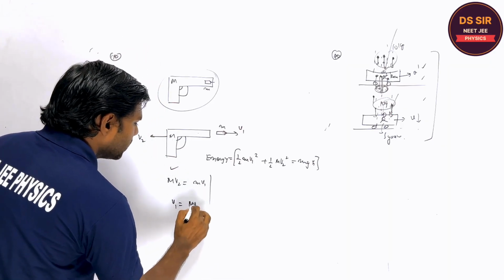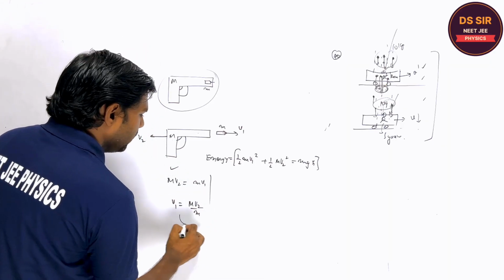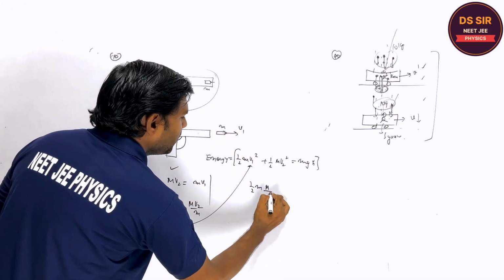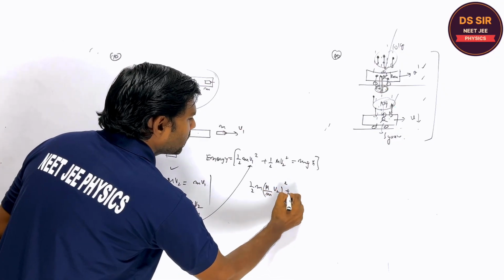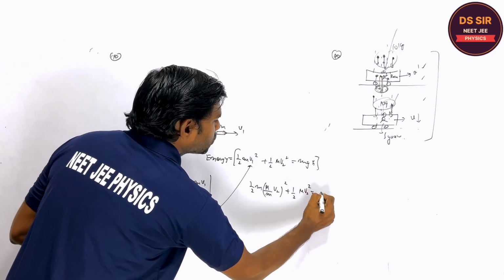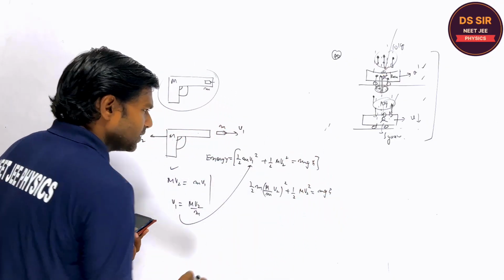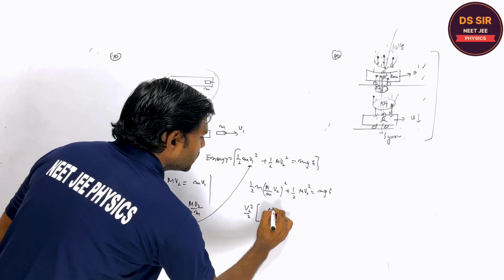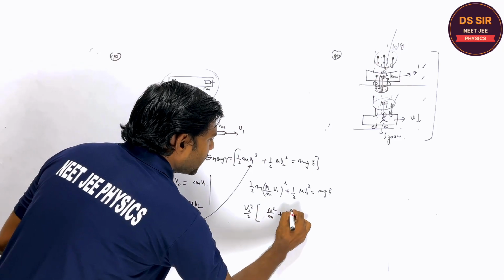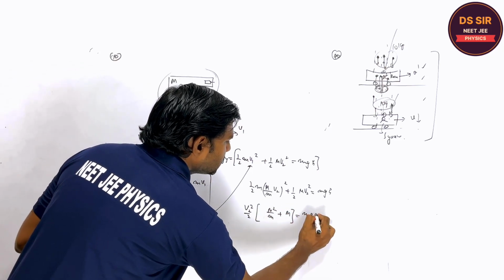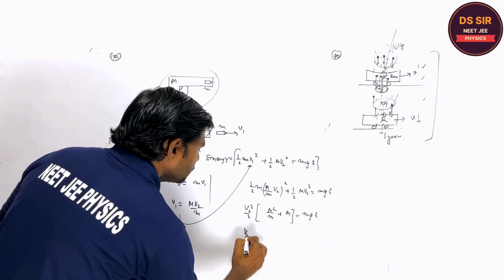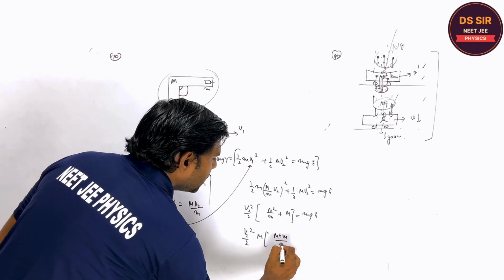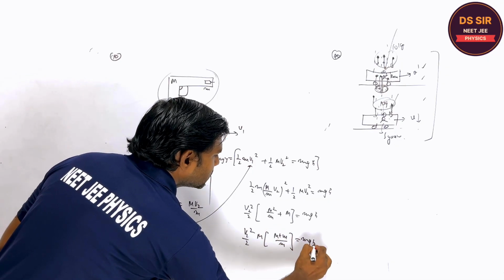So v1 is equal to what? M upon m into v2. So I will put here half m into capital M upon m v2 square plus half M v2 square is equal to mgh. All right. If I take v2 square by 2 common, this is M square upon m plus capital M is equal to mgh, right? v2 square by 2 capital M I am taking common, m plus M is equal to mgh, right?